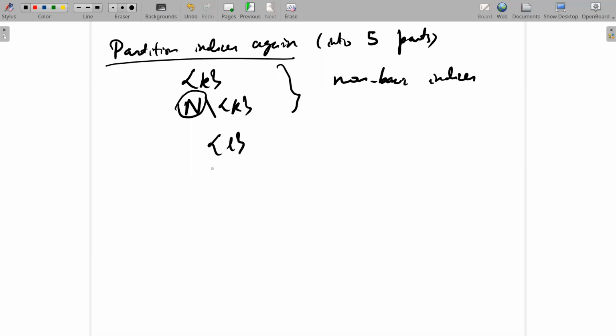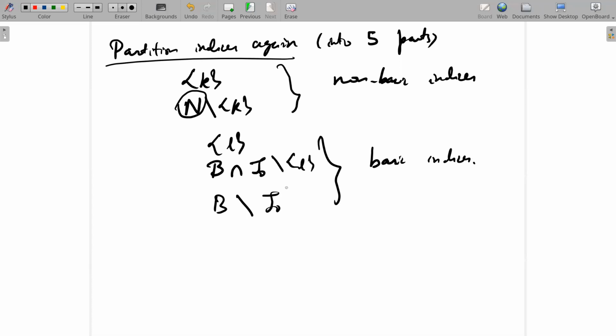So now we have L, and then B intersection J naught minus L, and then B minus J naught. These are the basic indices. The union of these 3 things is B. Anything in B is either L, or in J naught minus L, or not in J naught. It's as simple as that. So the union of all this is equal to N.